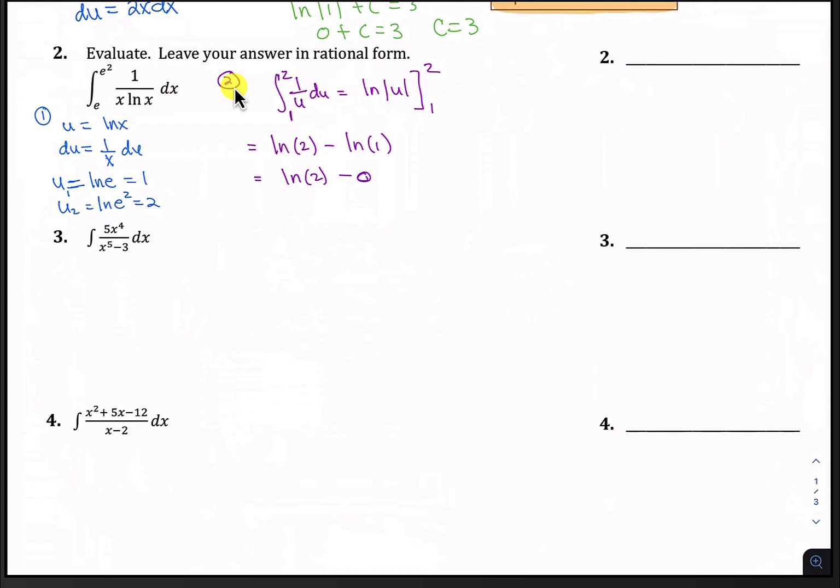So here we are in section 2. Our new limits give the integral from 1 to 2 of 1 over u du. The integral of 1 over u du is the natural log of the absolute value of u, and then we'll evaluate between 1 and 2. So first let's plug in 2 for u, and then plug in 1 for u, and that gives us the natural log of 2 minus the natural log of 1, and we know the natural log of 1 is 0. And so our final answer is just the natural log of 2.